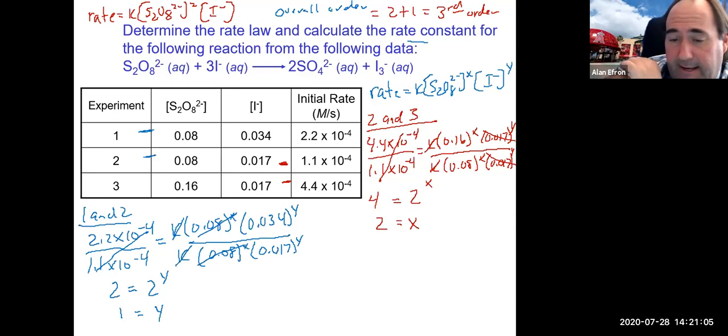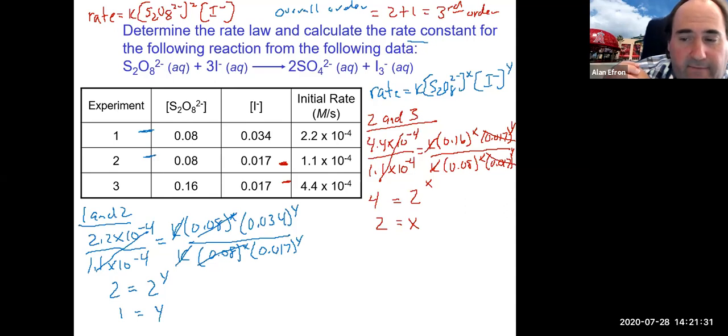While on the second one, we doubled the concentration and the rate went up by a factor of 4. So it's like a 4-to-2 relationship, which reduced down to a 2. So that's the relationship there if you don't do it mathematically.